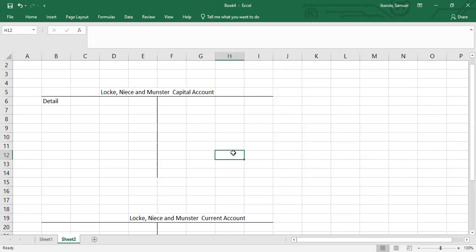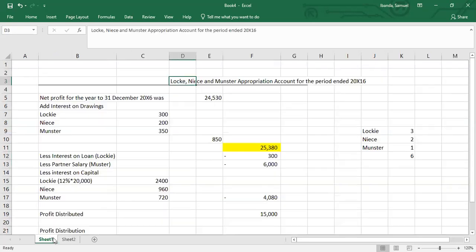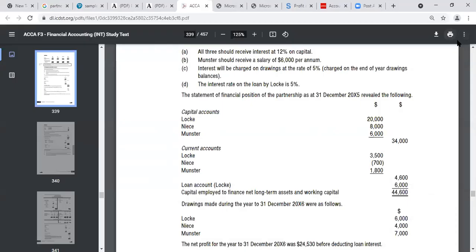Before I do, let me comment on interest on drawings. Partners take money out of the partnership, and because we don't want to encourage them to keep taking money out, we may charge them interest on drawings. If you look at the question we've just tried to work on, they gave us a case scenario where we have drawings. Maybe just to go there so you can see. So we have drawings here.